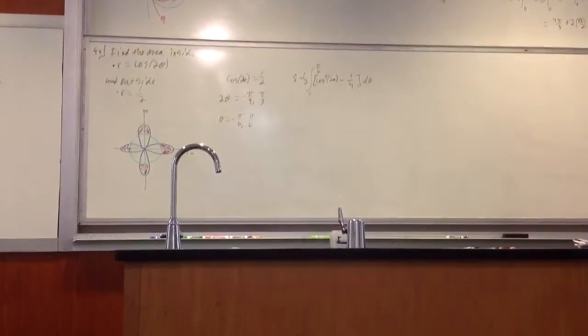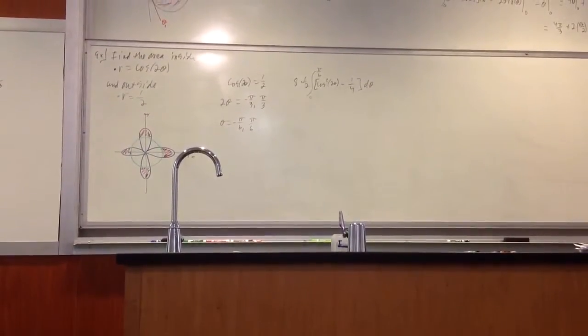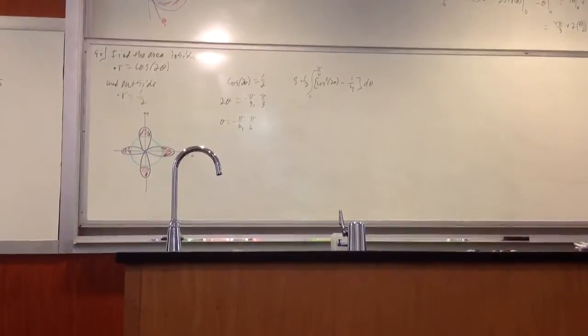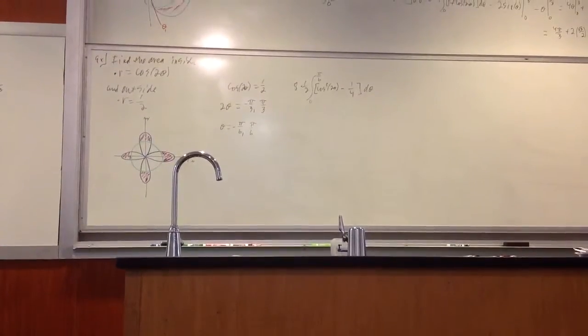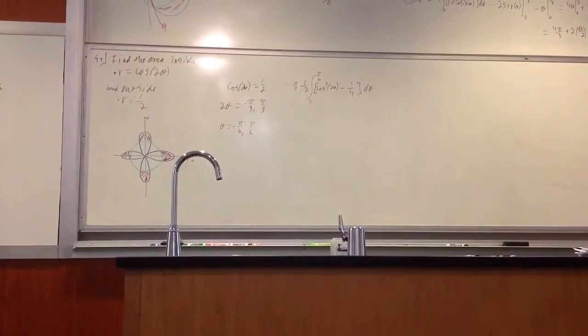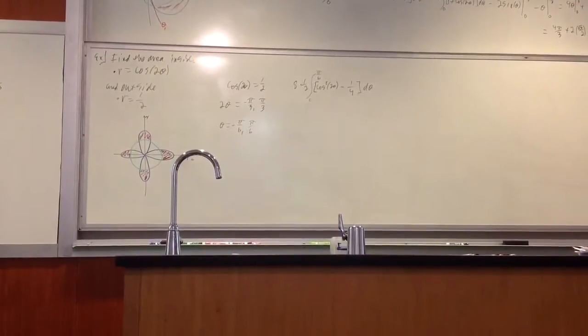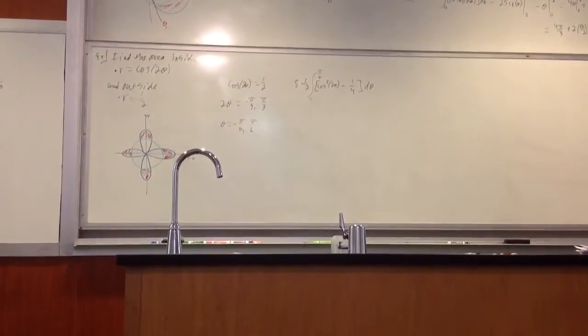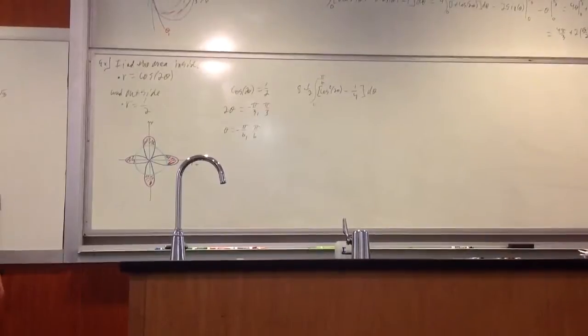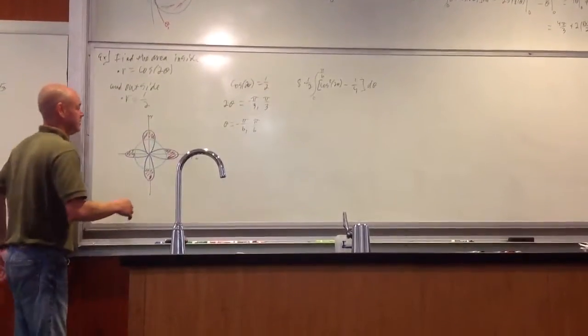Just multiply it by 4. That's based on pi over 6. Try it, see what you get. Because 8 times 1 half is 4, basically, right? 8 times 1 half is 4.